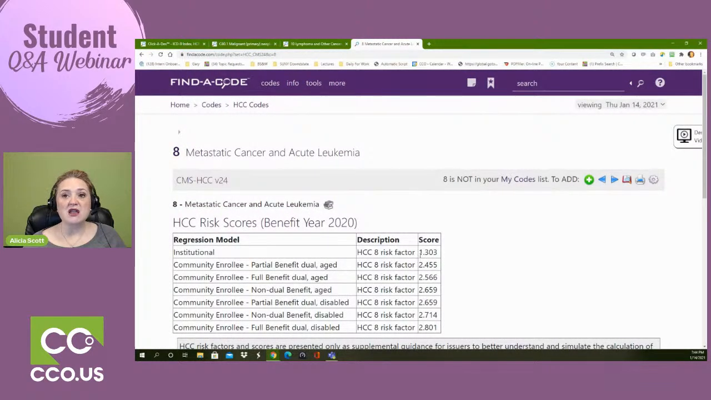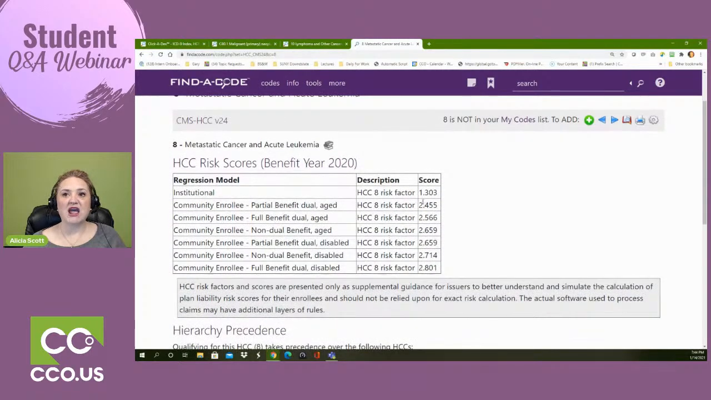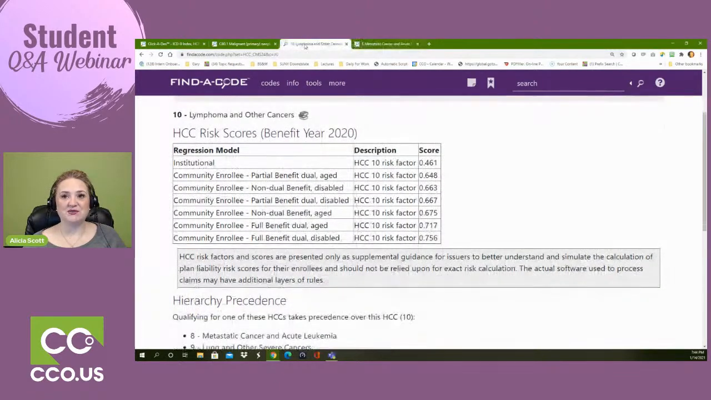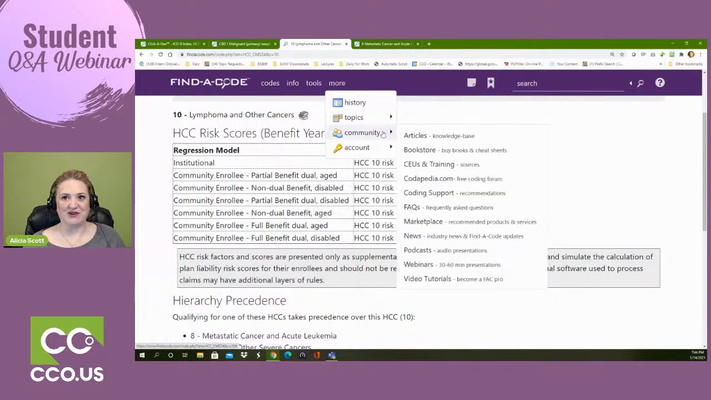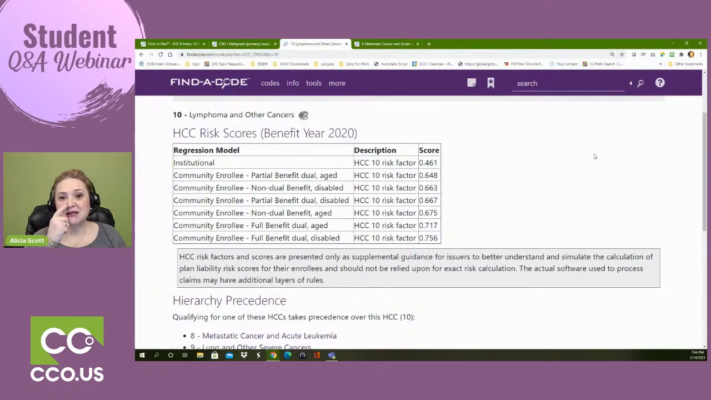Wow, 1.303, or a 2, almost a 3. That is a huge risk score compared to 0.4. Okay, so that tells you that it is more complex. It's more severe once it has metastasized. And that's also why you don't want to make a mistake and code something as primary when it's secondary.